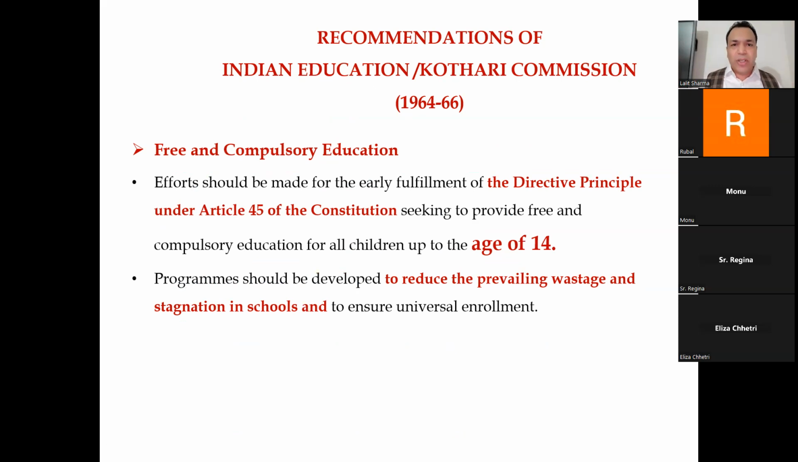What was free and compulsory education? You should know that, guys, you are going to become teachers, right? Under free and compulsory education, effort should be made for the early fulfillment of the directive principle under Article 45 of the Constitution, seeking to provide free and compulsory education for all children up to the age of 14. Okay, so it was amended, right? Article 45 of the Constitution says there should be free and compulsory education for all the children across the country up to the age of 14.